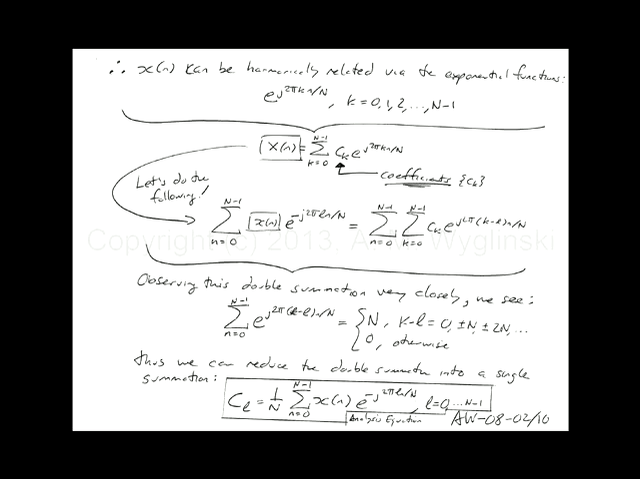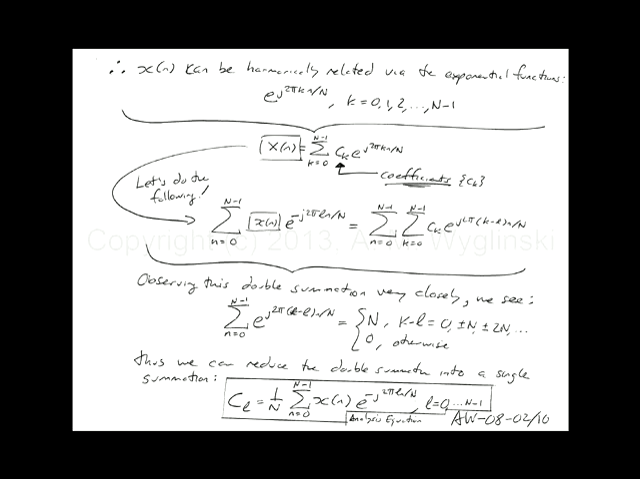Interesting property, that k minus l. What happens if k minus l is not equal to zero? Well, first of all, what happens when k minus l is equal to 0? We get a 1. Right? What happens if it's anything else?